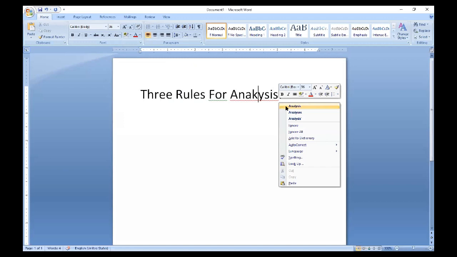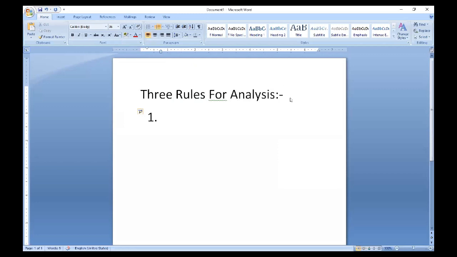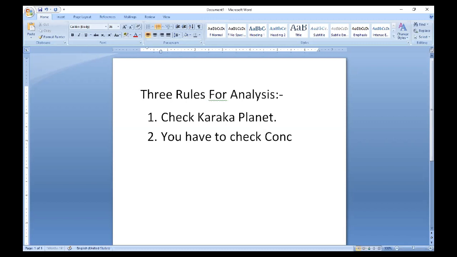Okay, three rules for analysis. First, check the Karaka planet. For any event, you have to check the Karaka first. Now, in the second point, you have to check the concerned house from Lagna. Is it clear? Yes, sir.